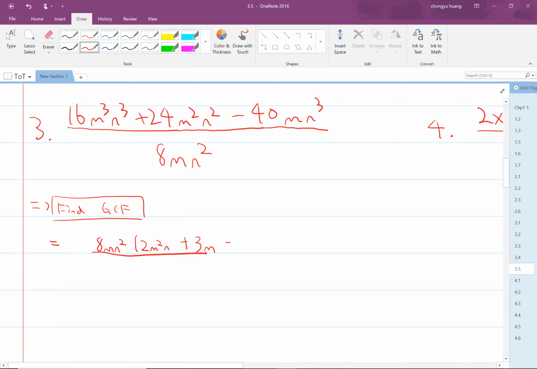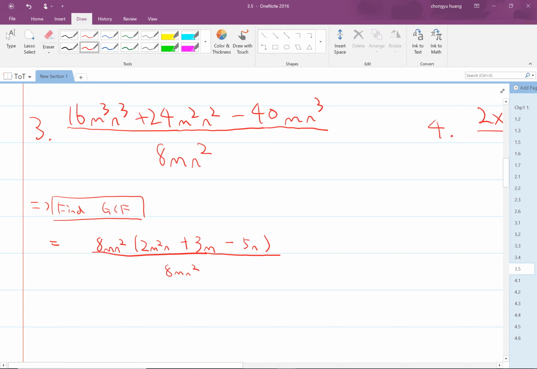So we have a negative 8 multiplied by 5, which is actually equal to 40, and m is the same thing. And then n to the power 2 multiplied by n is equal to n to the power 3. So now you finish the factoring, and then we just write down the denominator.